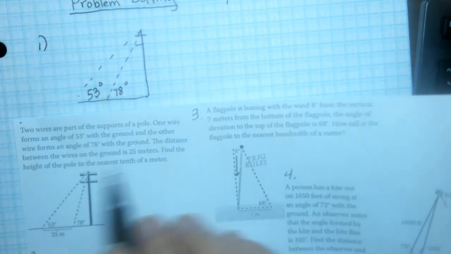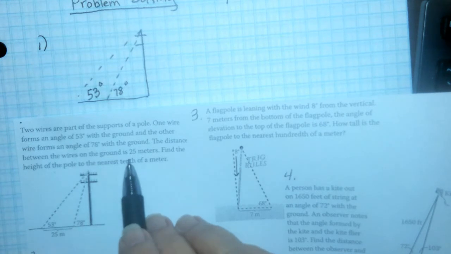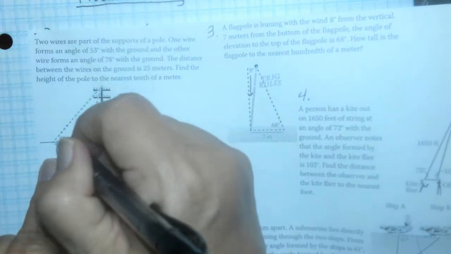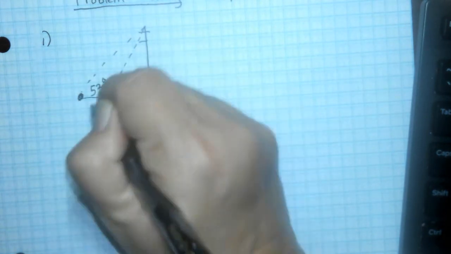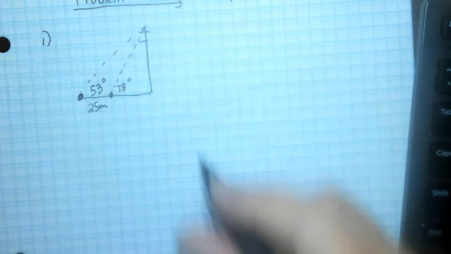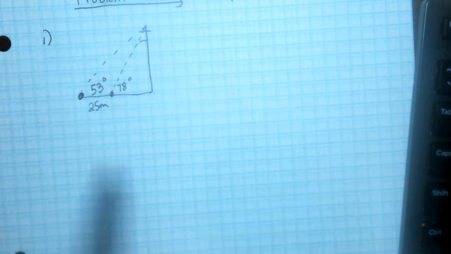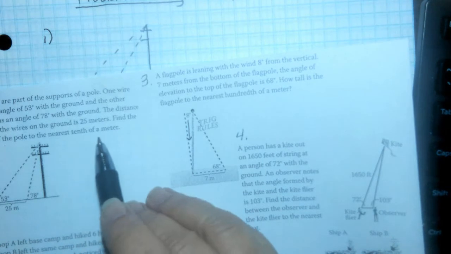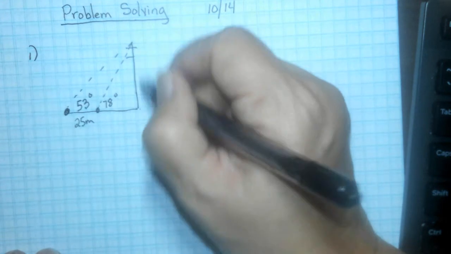The distance between the wires on the ground is 25 meters. So you look here, notice this 25 is going from wire to wire. The 25 is not going to the pole, right? Wire to wire is 25 meters. Not going over here to the pole. Find the height of the pole to the nearest tenth of a meter. We want to find the height of the pole. This is what we want to find, the height of the pole.